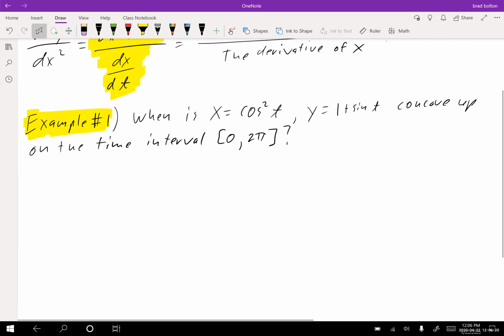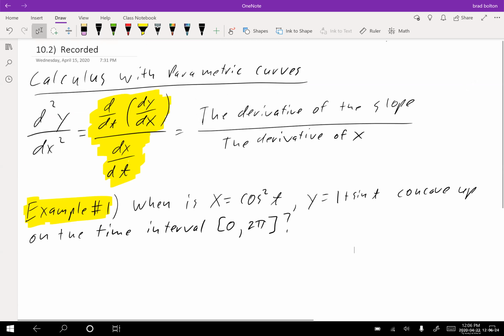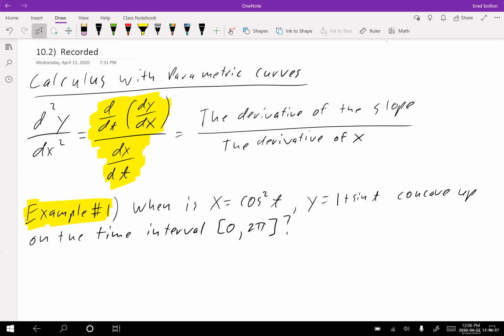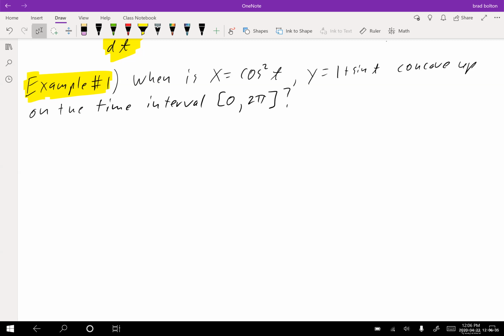Okay, so make sure you memorize this formula. That way, if I gave you an exam question on it, it would be pretty straightforward for you. So this is the type of question you may be asked. It says, when is x equals cosine squared of t and y equals 1 plus sine of t concave up on the time interval 0 to 2 pi?